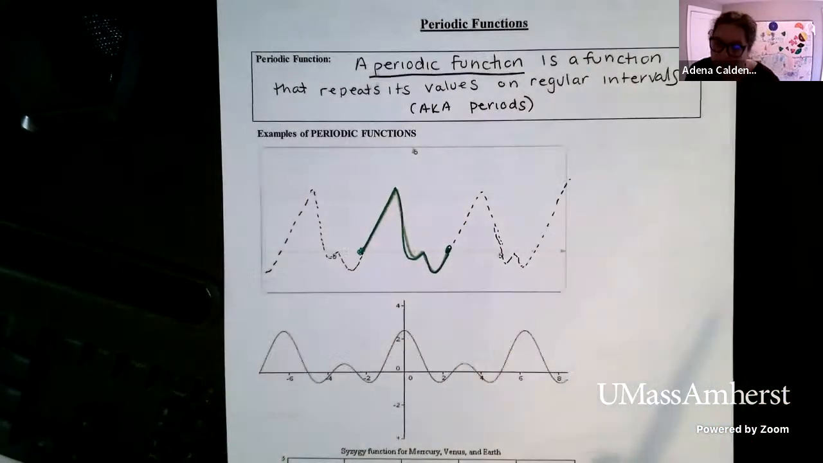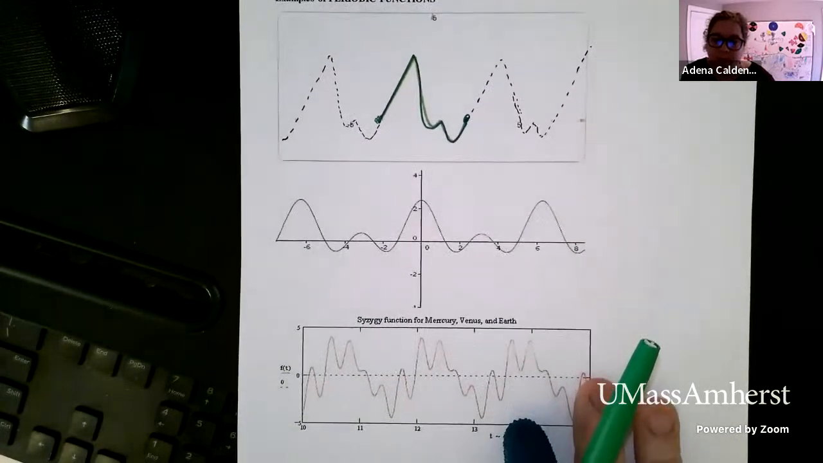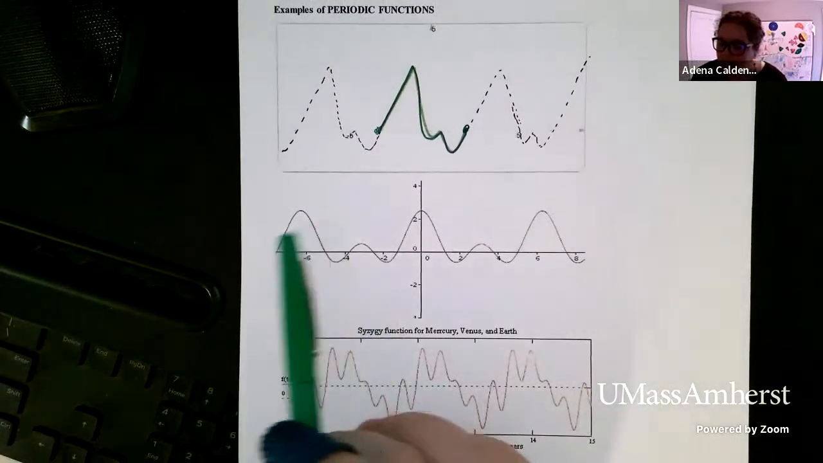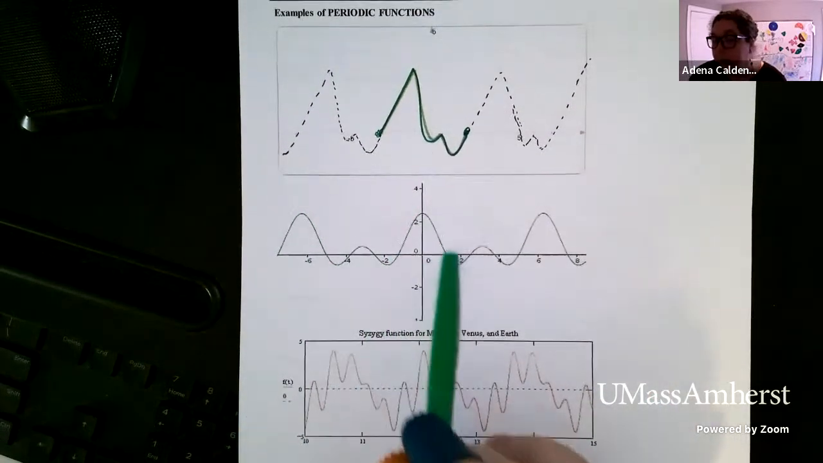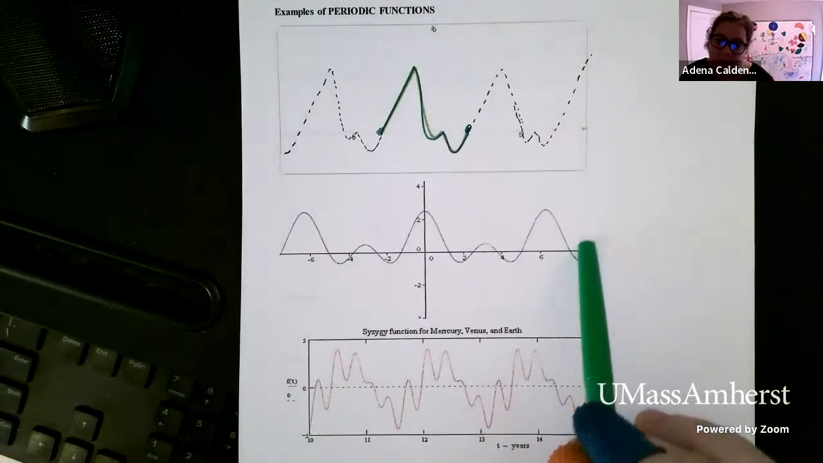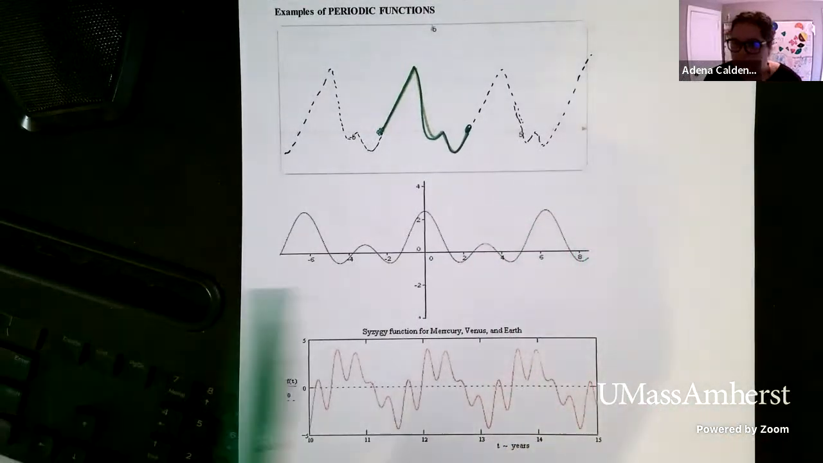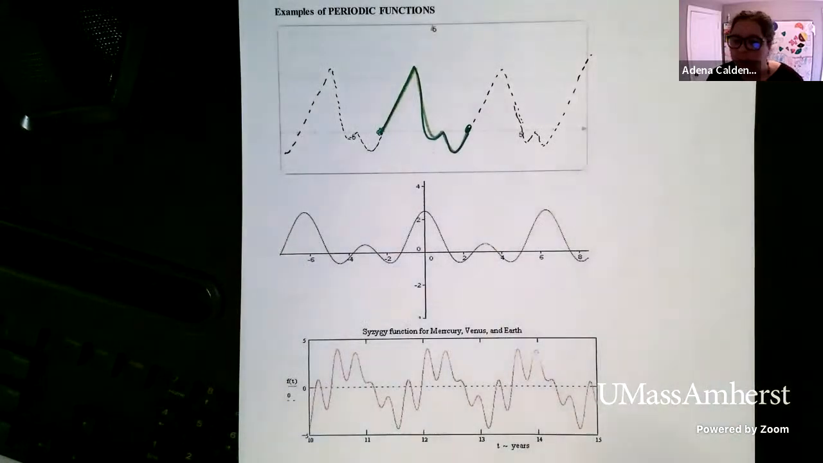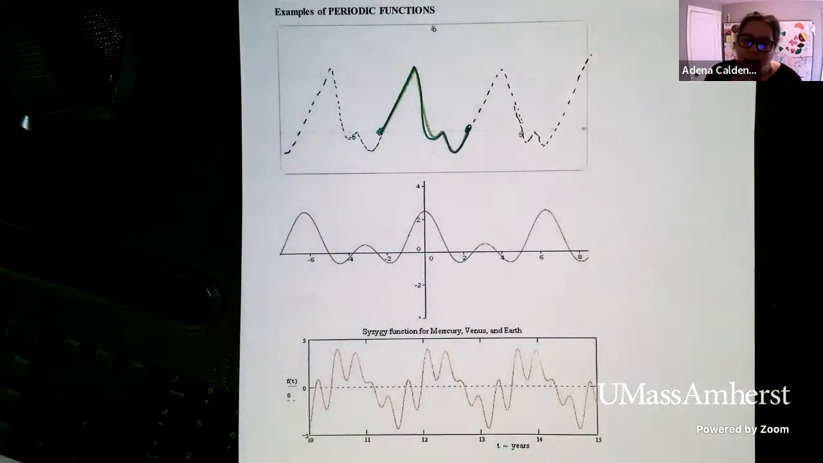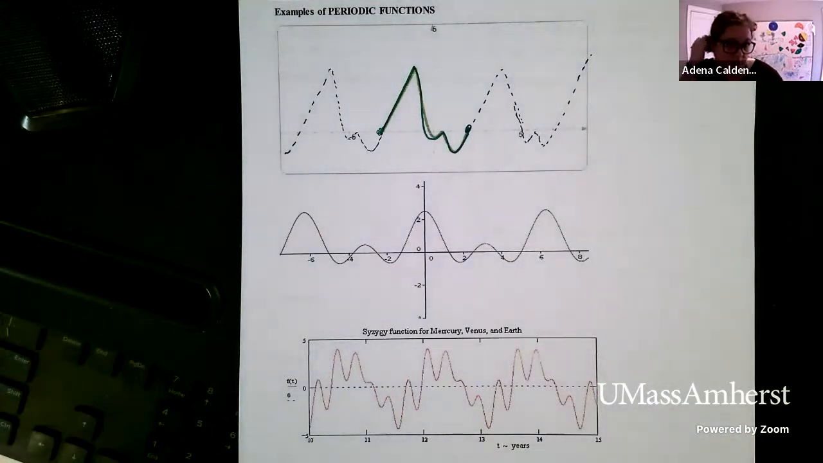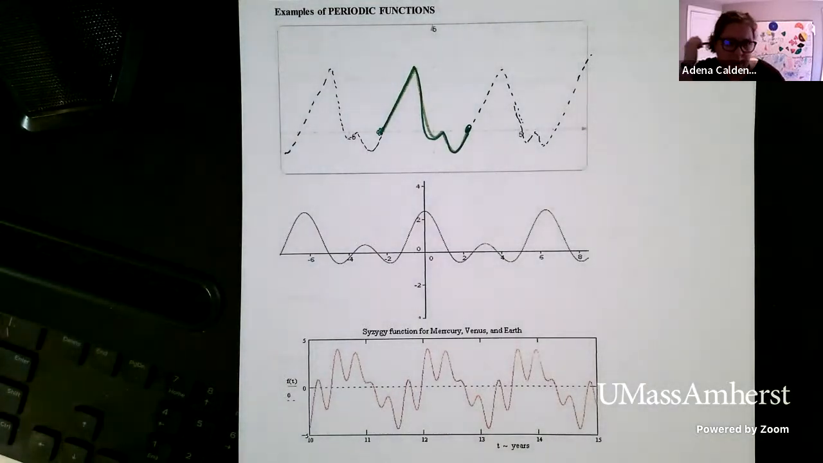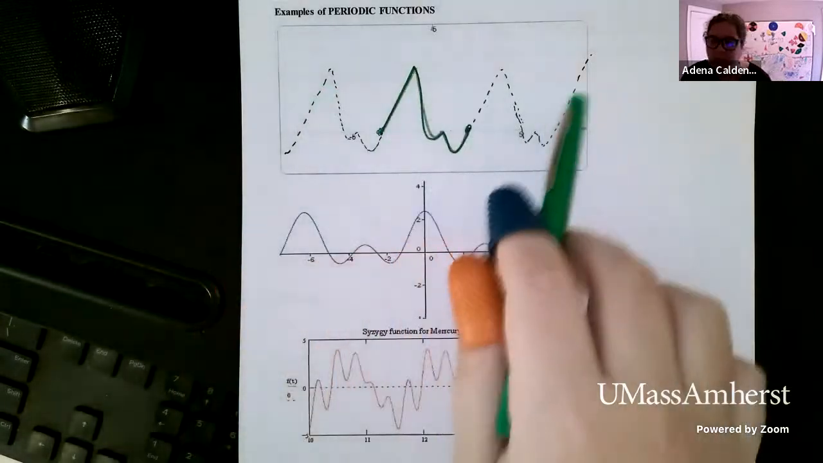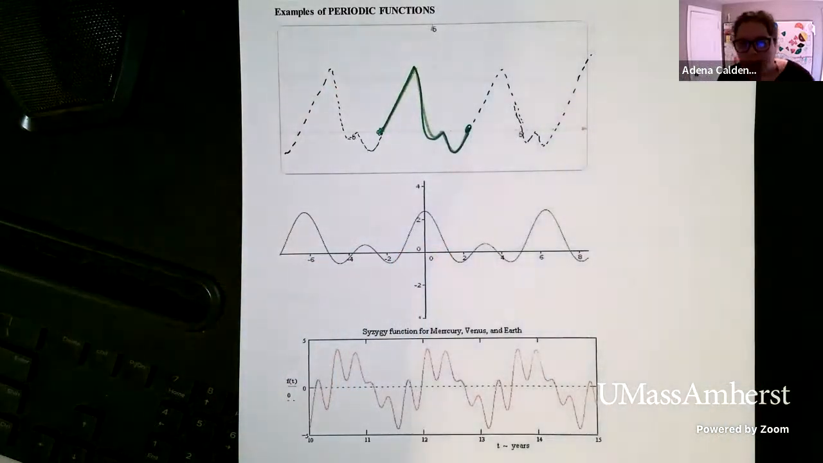So this function's periodic. You can see the second one, similarly, we have big bump, small bump, big bump, small bump, big bump, and then we would predict a small bump here. This is repeating as we move from left to right. Some of them are a little more obvious than others. I think the first two are a little bit easier to see that they're repeating because of the clear peaks and the way it's shaped.